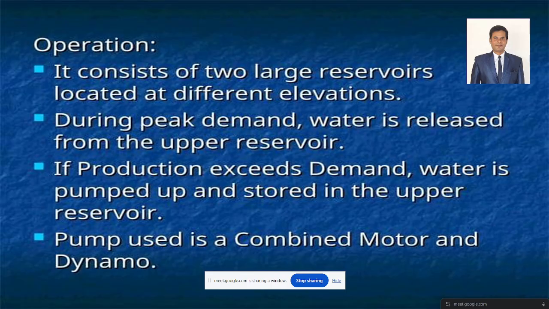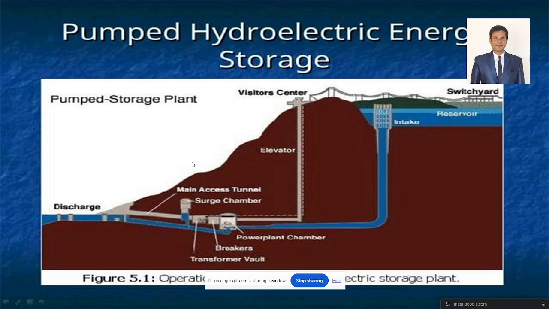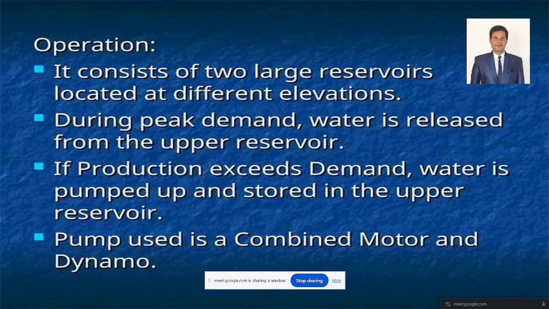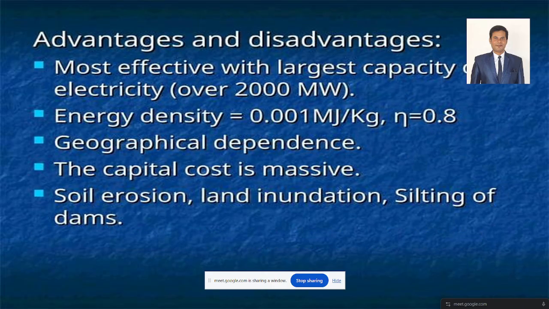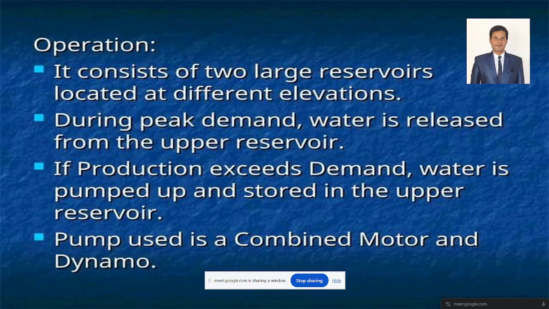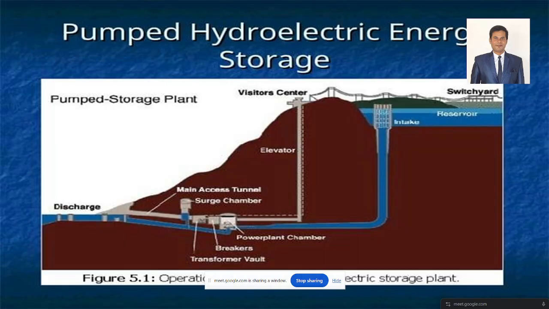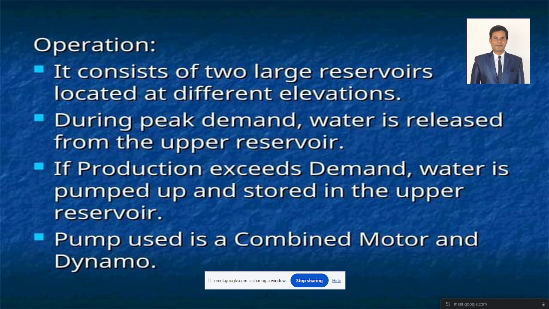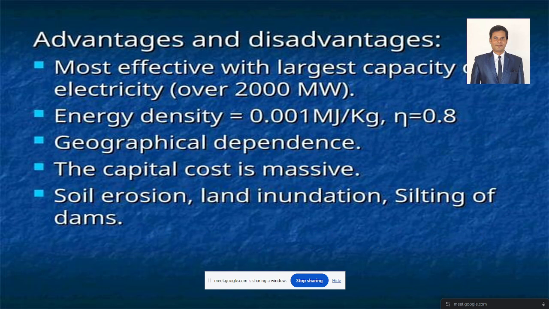Here the pump is a combined motor and dynamo, right? We have pumping systems where we combine the pump, the motor and the dynamo. The benefit is that it is one of the most effective ways to generate electricity, in terms of megawatts also. This is one of the best forms of energy generation. Hydro pump storage is also very good during peak demand. As I told, the energy density is also around 2000 megawatt, and in terms of efficiency it is almost 0.8.